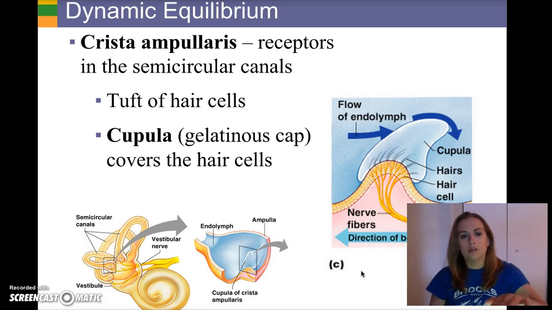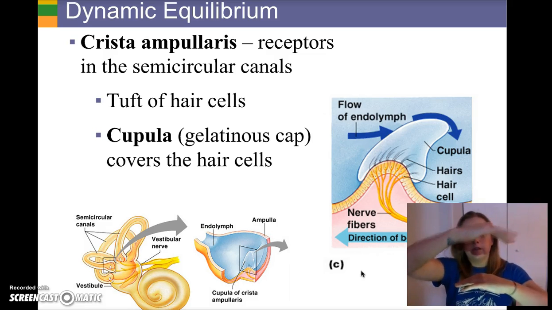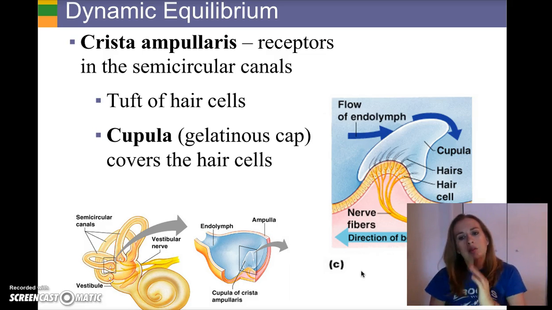Think about accelerating in a car. As the car accelerates forward, you get pulled back a little bit. The same sort of thing happens with the endolymph. As you move one way, the endolymph moves the other way. It's going to cause the cupula to bend the hair cells, and it's going to send a signal to the brain so that you can interpret your position and your movement.